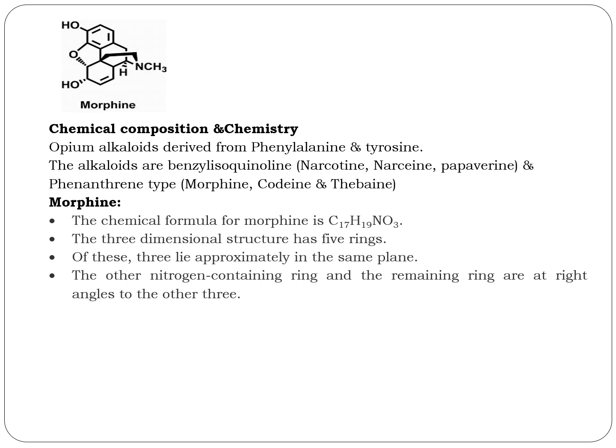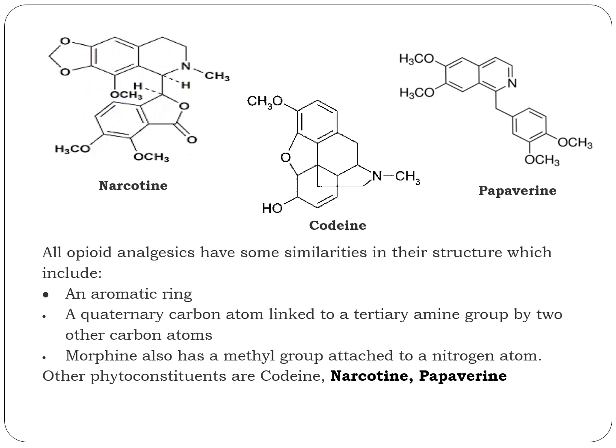The three-dimensional structure has 5 rings. Of these, 3 lie in the same plane. The other nitrogen-containing ring and the remaining ring are at right angles to the other 3. All opioid analgesics have some similarities in their structure, which include an aromatic ring and a quaternary carbon atom linked to a tertiary amine group by 2 other carbon atoms. Morphine also has a methyl group attached to a nitrogen atom. The other phytoconstituents are codeine, noscapine and papaverine.